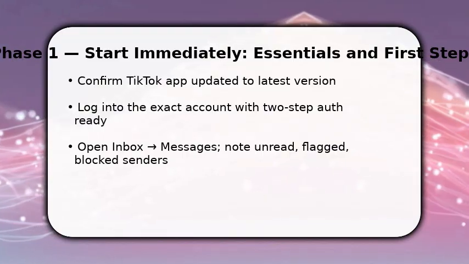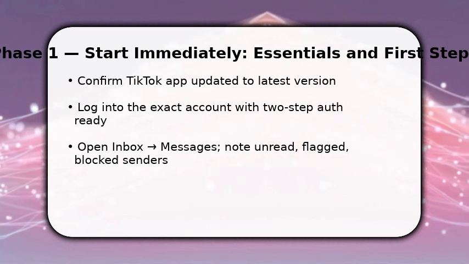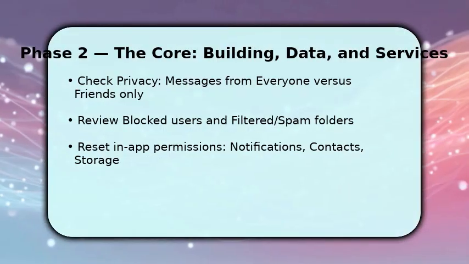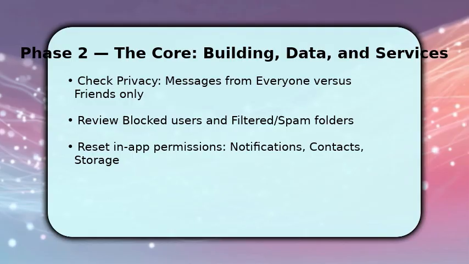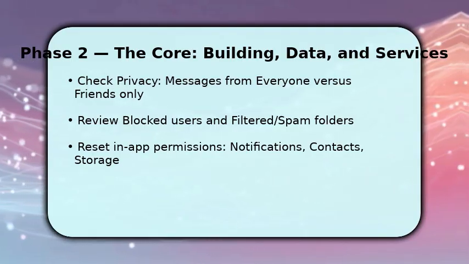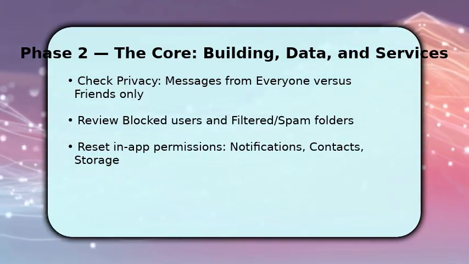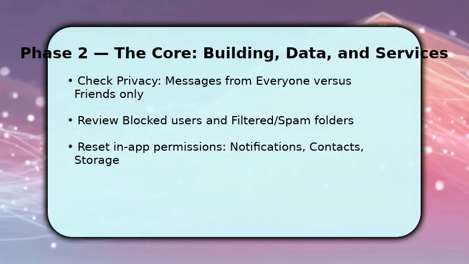Check chat threads, note missing messages, and capture screenshots for reference before you change any settings. You now address visibility. Tap Settings, then Privacy, and confirm messages are set to the widest allowed option, everyone or friends, because restrictive settings hide incoming chats. Then, review blocked users and the spam or filtered folders. Recovering messages often means unblocking.